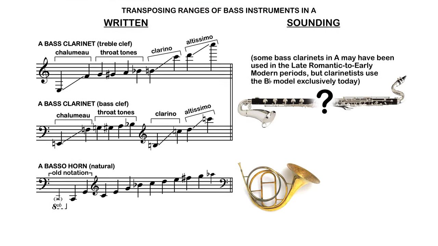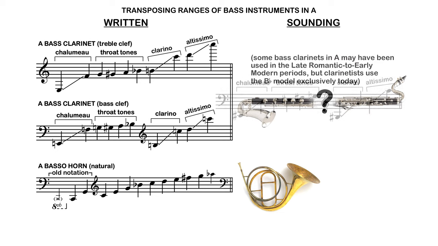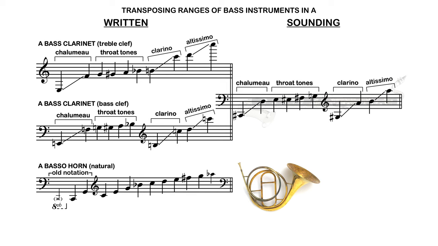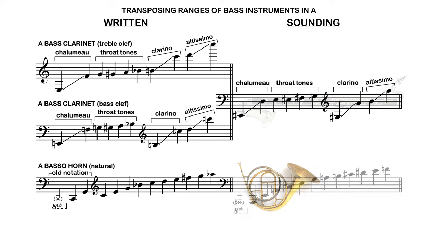Bass register instruments in A are so rare as to be considered functionally obsolete for today's composers, but they still show up in older published scores, so you owe it to yourself to learn their transposed ranges. Bass clarinet in A is shown in both bass clef and treble clef scoring. Horn in A basso appears in the scores of some Italian opera composers like Donizetti and Verdi, and as with horn in A, as previously mentioned, is essentially a natural instrument with a crook.